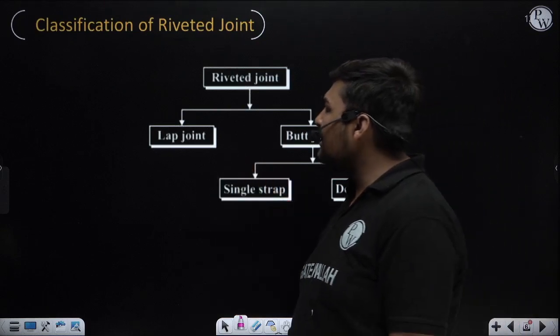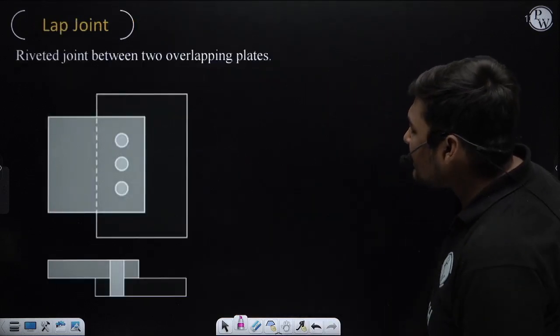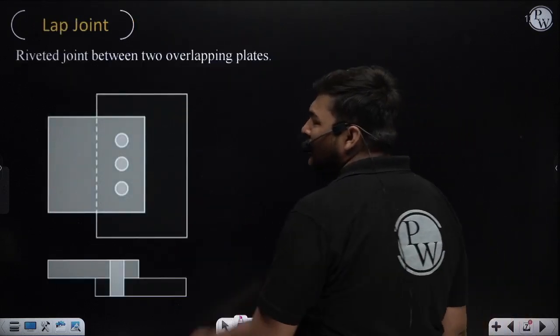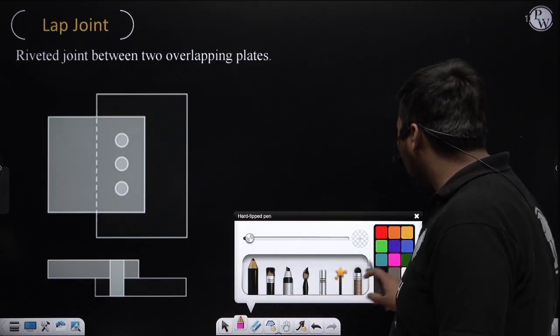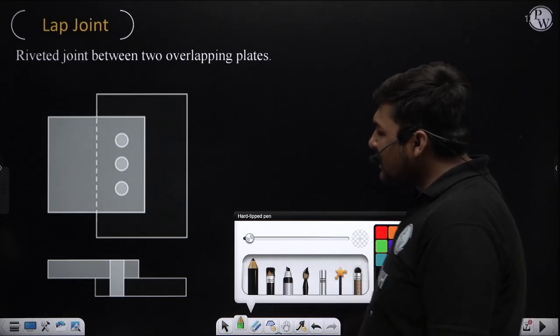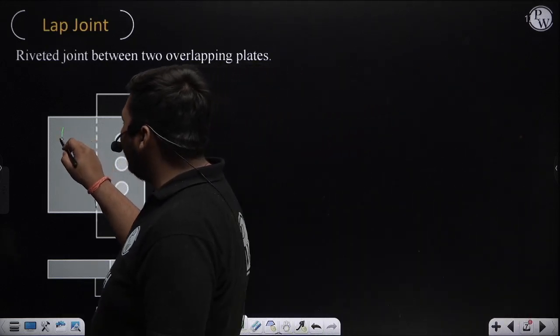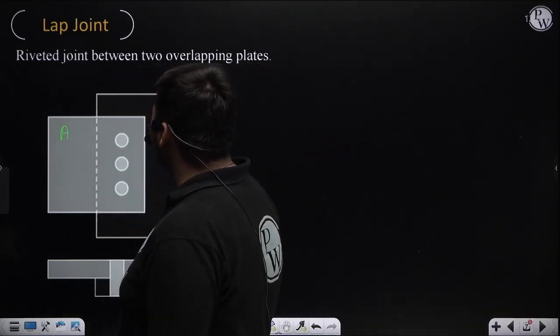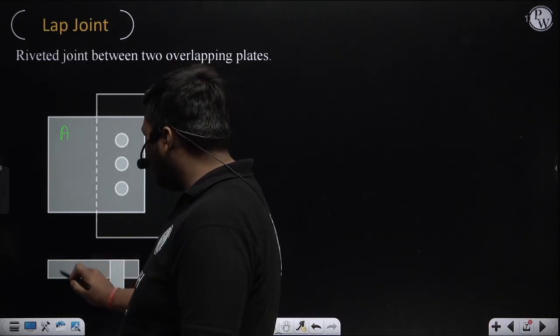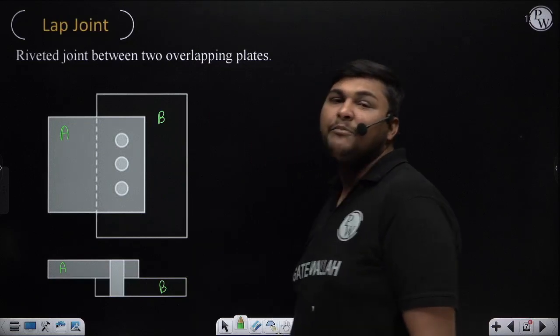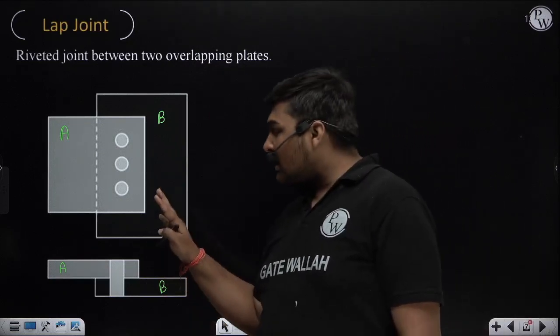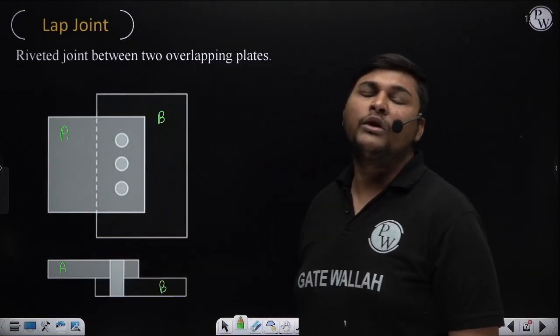So first I am explaining what is lap joint. It is a basic diagram of lap joint. Just for understanding point of view, I have drawn this diagram. Now in lap joint you need to remember only one point. Here you can see this plate is plate A and this plate is plate B. Our objective is to connect plate A and B. So we want to connect plate A and plate B through riveted joint.